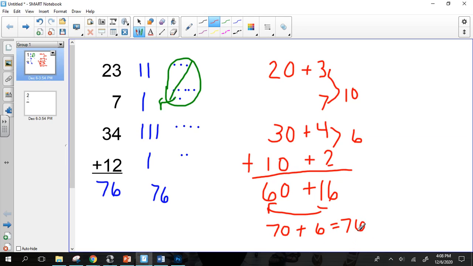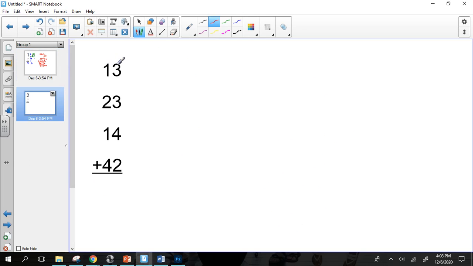I got the same answer using both strategies. When you solve your problems in your journal, you can pick which one's easier for you. Let's look at one more example. Here we have 13 plus 23 plus 14 plus 42. Let's go ahead and start with our picture model. So get your journal out, write this problem down, pause if you need to, and then let's get started.